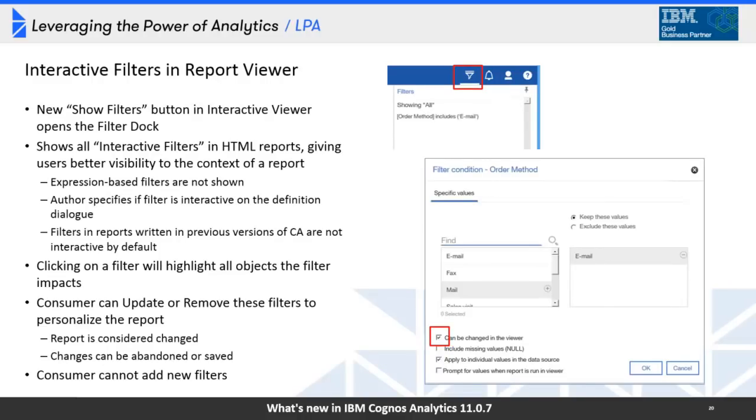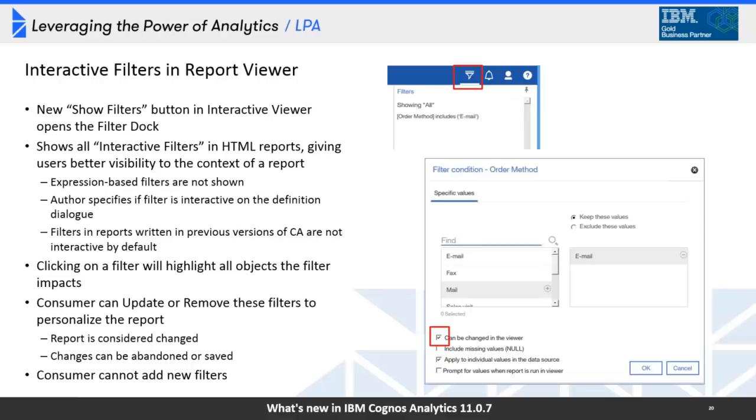The notion of an interactive filter, first of all, has introduced yet another button in the upper right. That's this filter button here. You run your report. If you have used interactive filters, and I'm going to differentiate an interactive filter from an expression-based filter. So an expression-based filter would be where you actually typed in the text of the filter in a query in your report. Those are not what I'm talking about in the interactive filter in the report viewer section here.